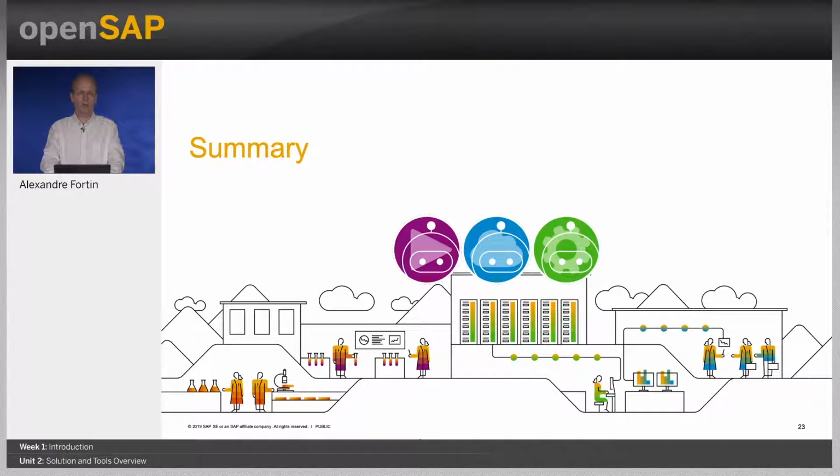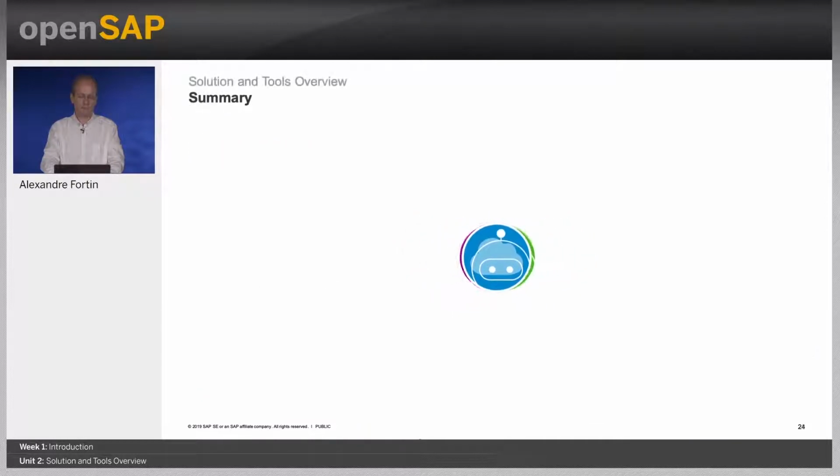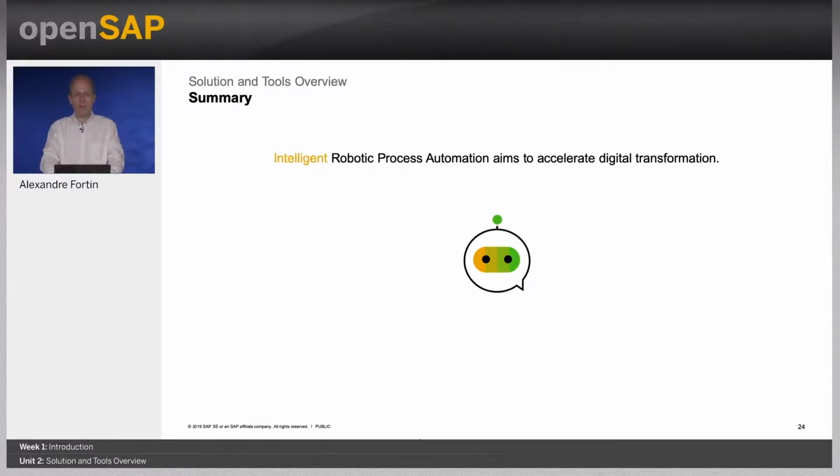Let's conclude this unit. Intelligent robotic process automation aims to accelerate the digital transformation by automatically replicating actions that have a lower added value. It provides a suite of tools, cloud and on-premise, and a growing ecosystem which can work for both attended and unattended usage. It works with a wide range of applications and technologies. It is powered by SAP Cloud Platform, machine learning, and AI.